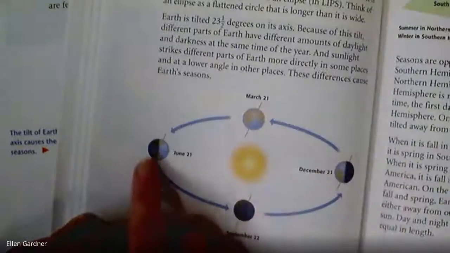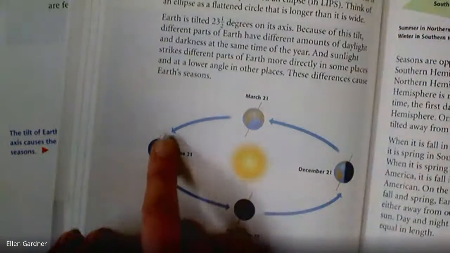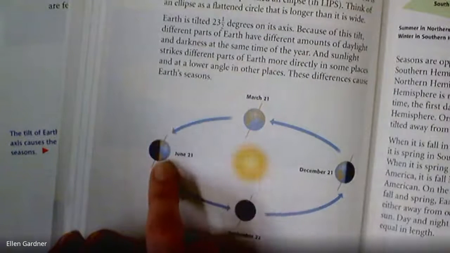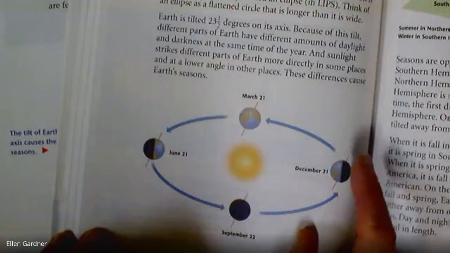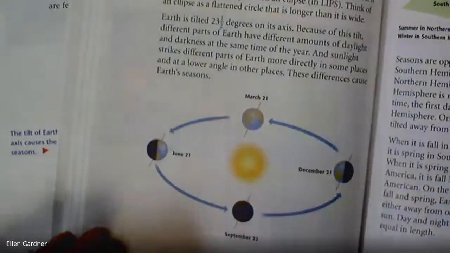Here is another image similar to what we just looked at, but with the dates of the start of each season. These are all about the northern hemisphere dates. June 21st is when we get the most sunlight, that's summer solstice. And December 21st is when it's the least amount of sun, and it's the winter solstice for the northern hemisphere. March 21st is the start of spring, September 22nd, the start of fall.